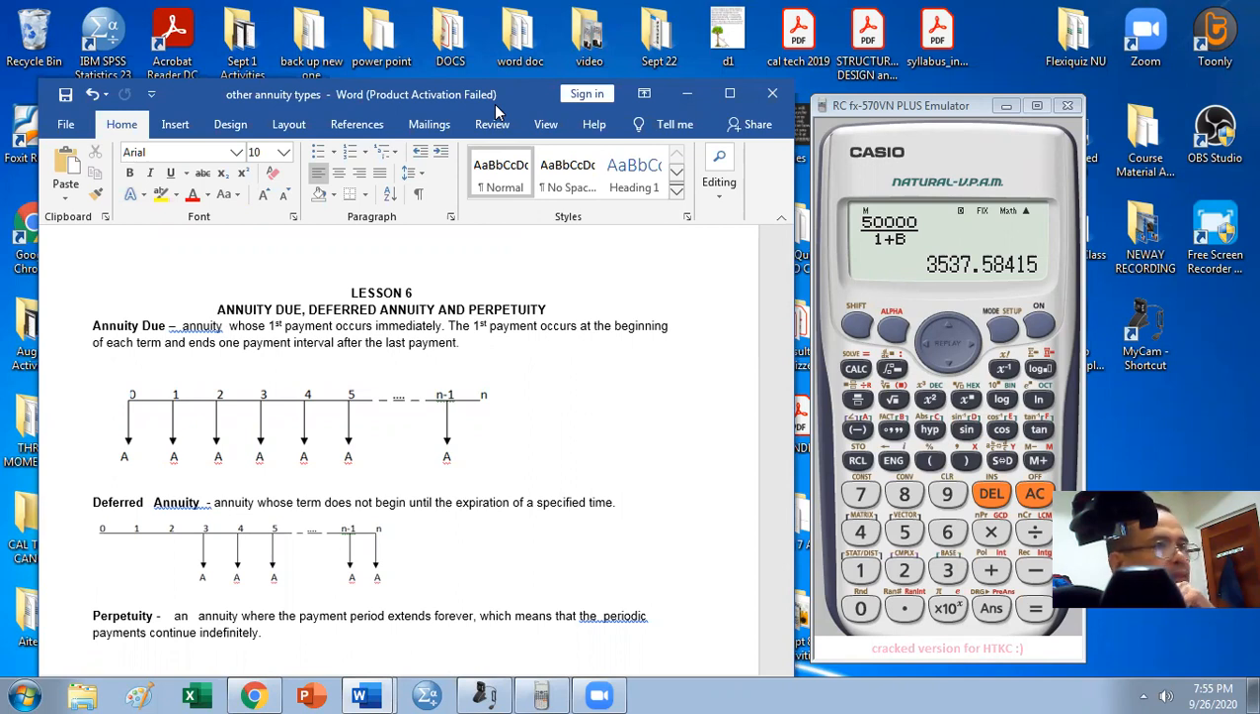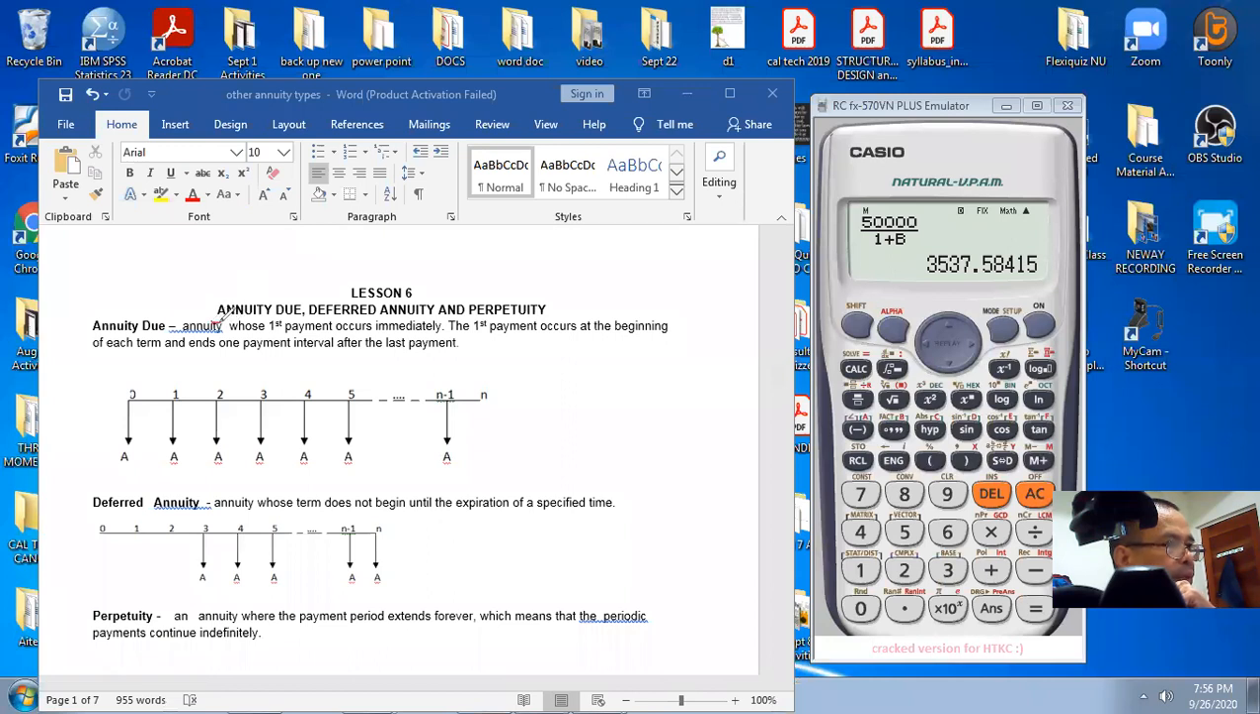In this extension of annuity, we have the annuity due, deferred annuity, and perpetuity. Pag sinabing annuity due, the first payment occurs immediately. So look at this cash flow diagram. Saan nagsimula yung payment? Sa zero agad, matatapos sa n-1. Unlike in an ordinary annuity, magsisimula yan sa 1, matatapos sa n.